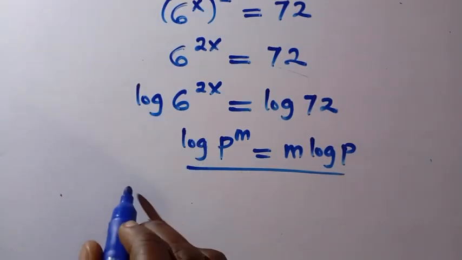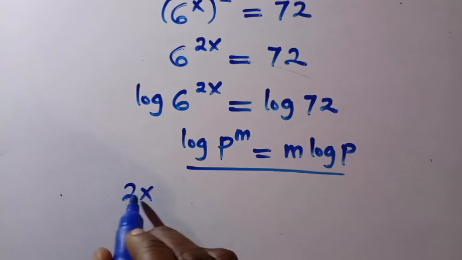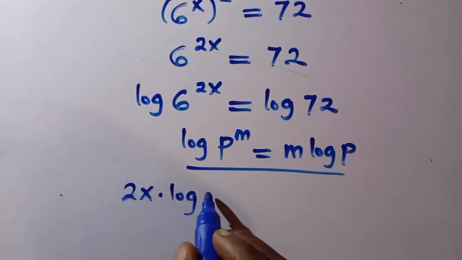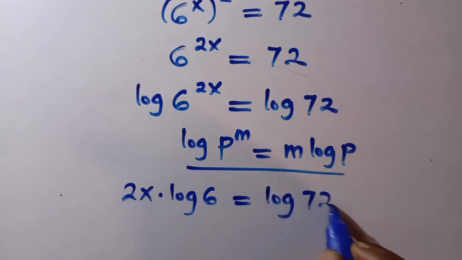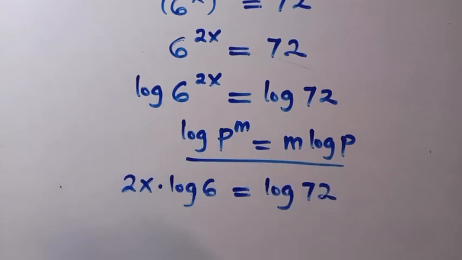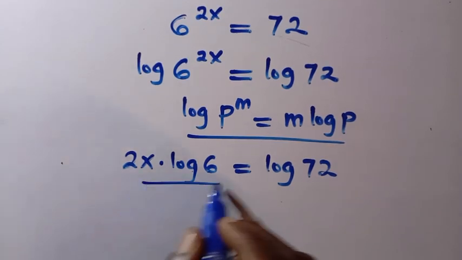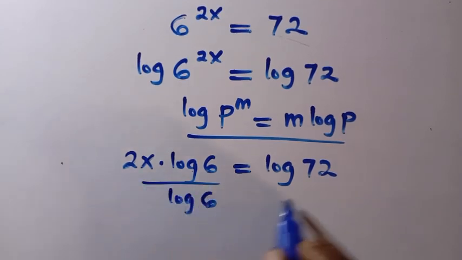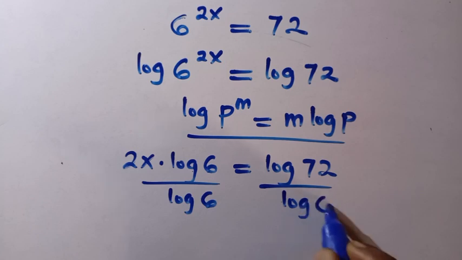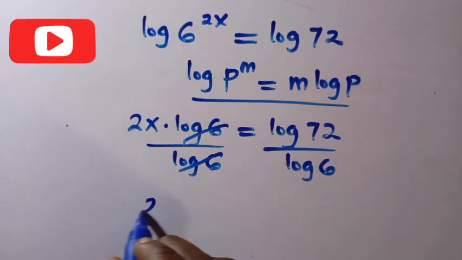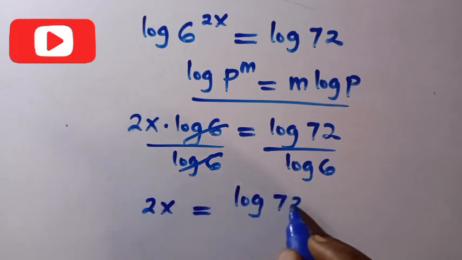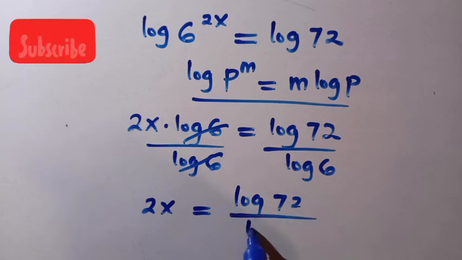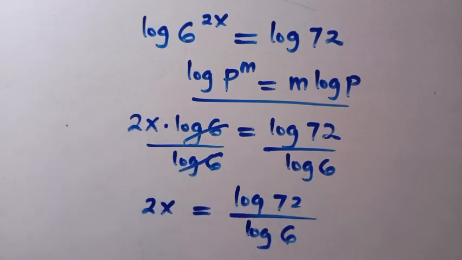Therefore, our 2x becomes like this. We have 2x multiplied by log 6 equals log 72. So we divide both sides by log 6 from here. Log 6 cancels log 6. We then have 2x equals log 72 divided by log 6.